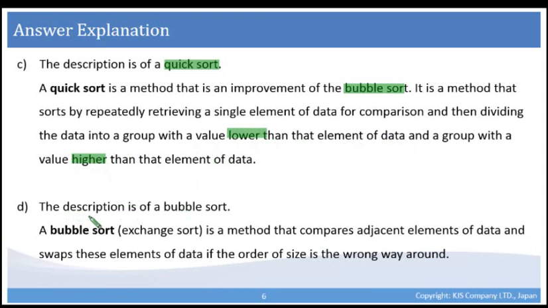Description D is of a bubble sort. A bubble sort, or an exchange sort, is a method that compares adjacent elements of data and swaps these elements if the order of size is the wrong way around. So therefore our answer is B. And in this video we've learned to look at the different types of sorting algorithms there are out there.